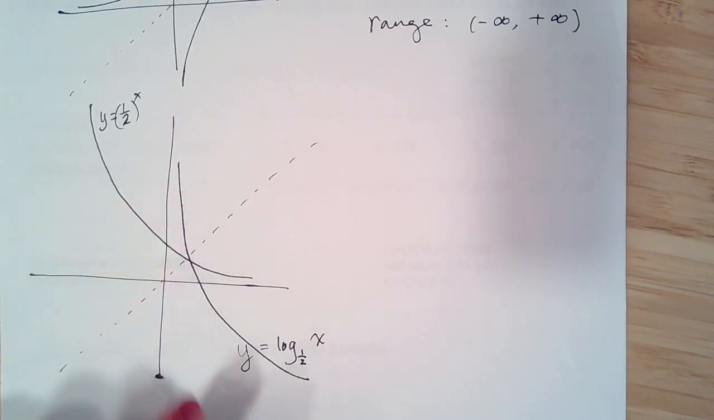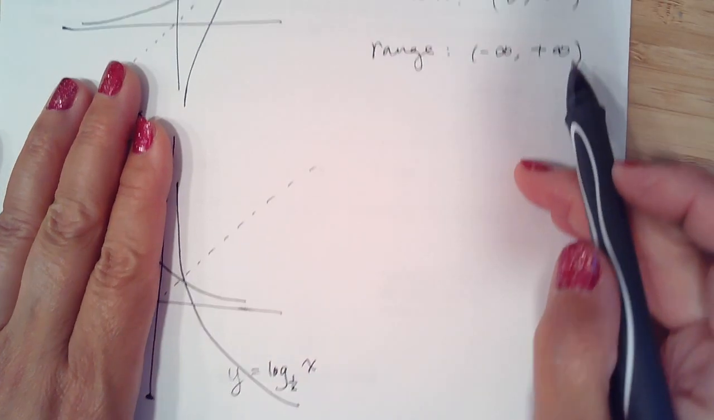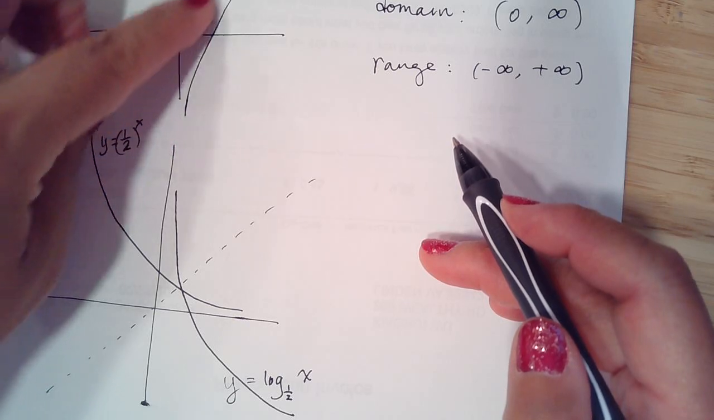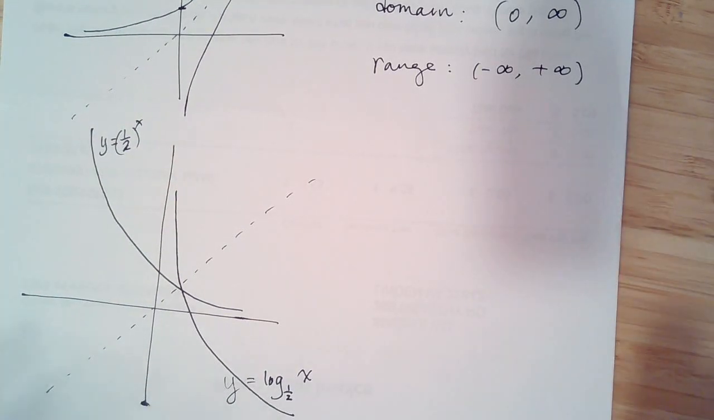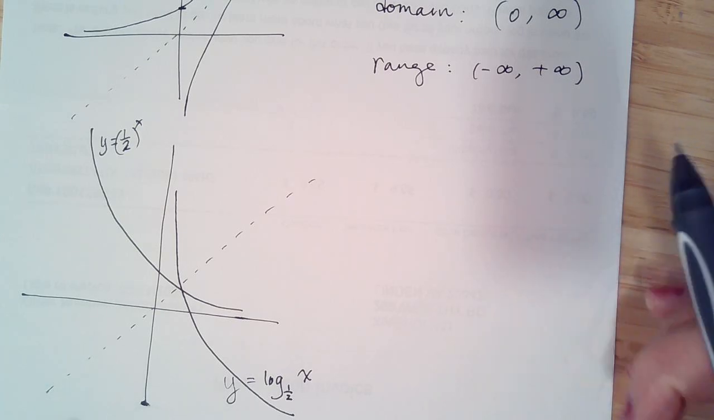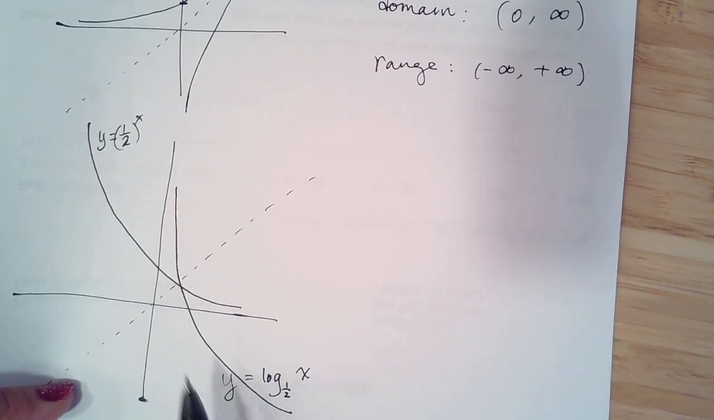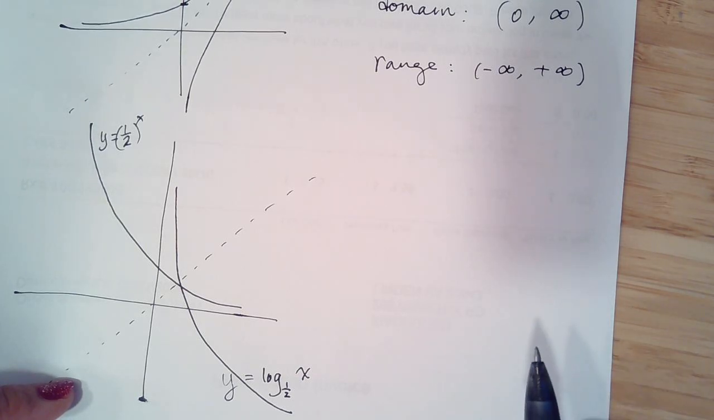So you can see that the domain of this one is also from 0 to positive infinity, and also the range can be anything, all real numbers. So no matter whether the base value is greater than 1 or less than 1, still positive, the domain and the range should be the same. Okay, the domain is always from 0 to positive infinity, which means you're not going to take the log of a negative number. And then the range, which means it can be anything.